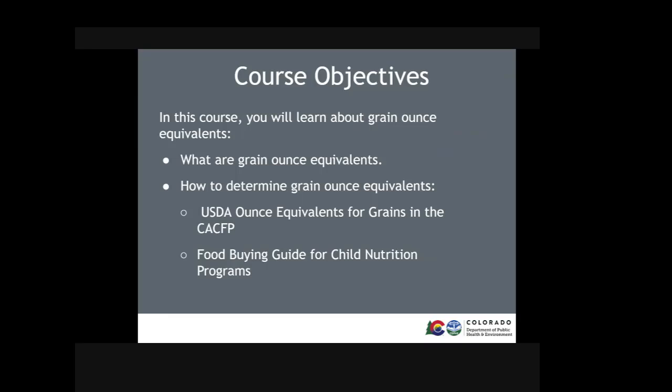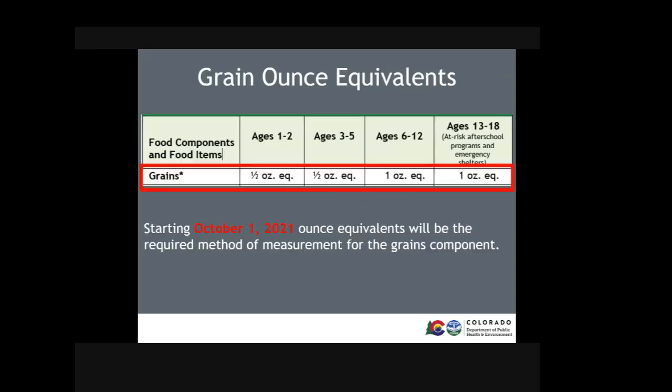In this course, you will learn about the grain ounce equivalence requirement. We will discuss what the grain ounce equivalents are and why it is important to use this measurement at your institution for grains served. We will also discuss how to determine grain ounce equivalents using the following two resources: the USDA ounce equivalents for grains in the Child and Adult Care Food Program handout, and USDA's Food Buying Guide for Child Nutrition Programs. So let's get started.